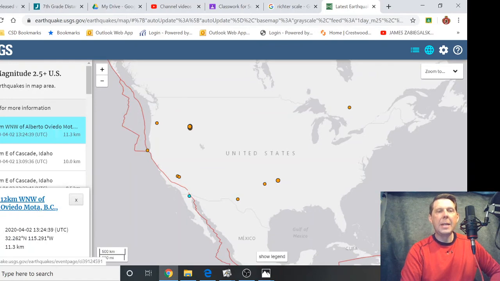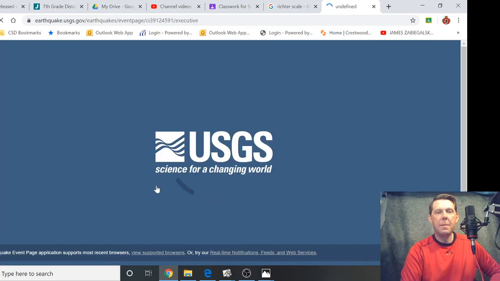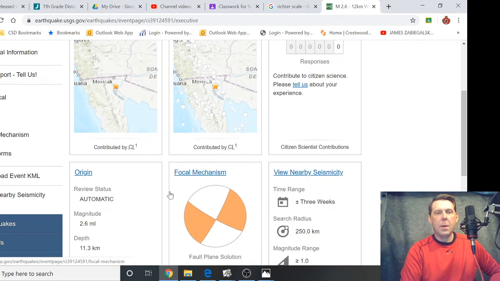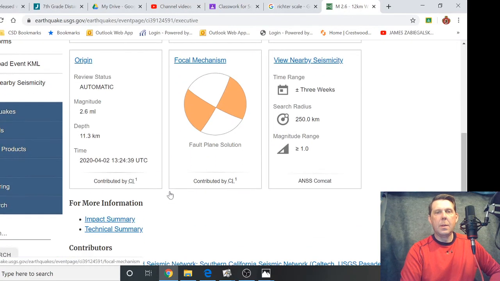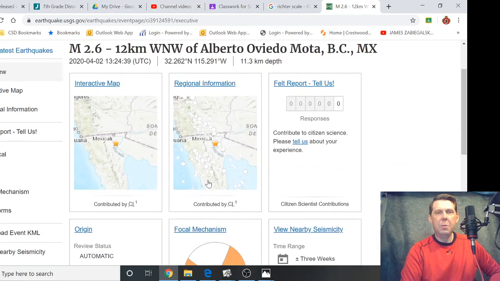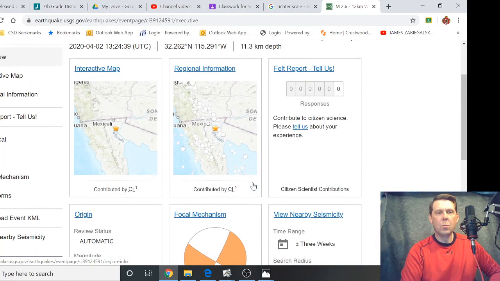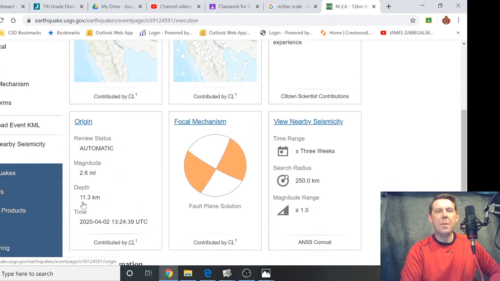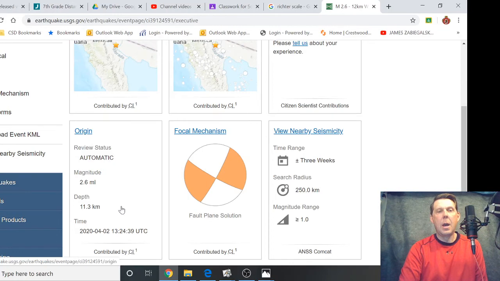All right. So here is a magnitude 2.6. And this happened in British Columbia. Let's click on that. It was along a fault. Do we have a did you feel it here? Origin. Depth, 11.3 kilometers. So that's pretty deep. A 5K run is 3 miles. So a 10K run would be 6 miles. So this is 6 miles deep. And a 2.6, I don't even think they would have felt that.